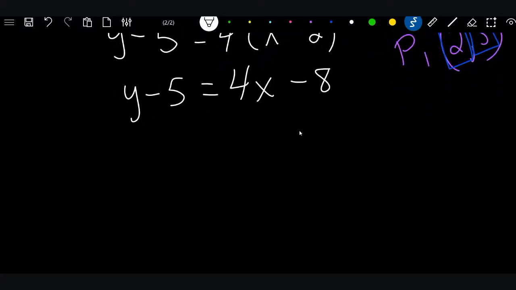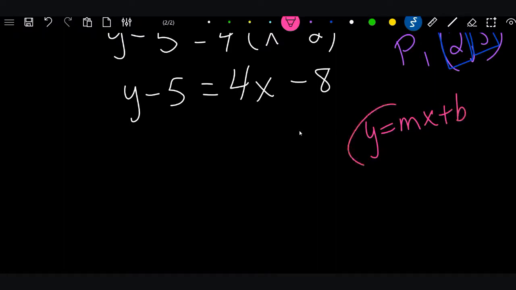Now this is where this formula gets a little bit tricky. What is the goal of this formula? The goal of point slope is y-intercept form: y equals mx plus b. That's the goal. That's where we're going to. So this is what we want it to look like.